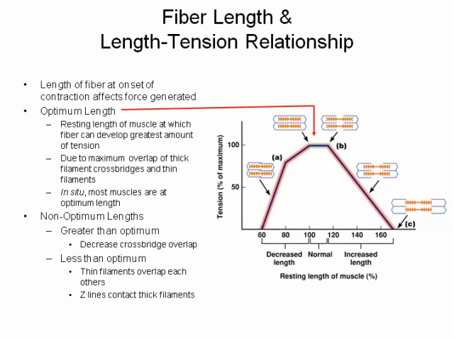Now, the fiber length and the length-tension relationship, this is something that's a little bit complicated. But once you work on it for a few minutes, I think it'll make more sense. First of all, we have what we call an optimum length-tension relationship, and it is this flat green zone at the top of this curve. The length of the fiber at the onset of contraction affects the force generated. So what we're showing here is, keep in mind, this is our sarcomere in all of these cases.